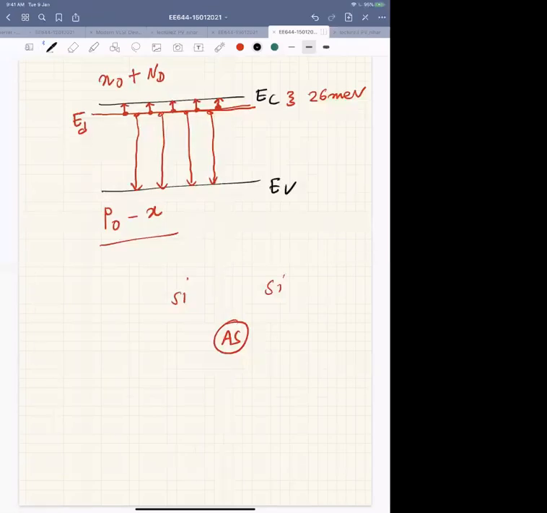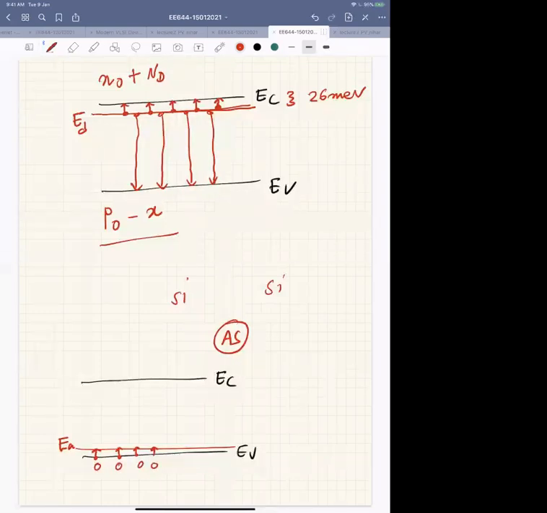Similarly, boron creates a defect state very close to the valence band. Since there is a defect state very close to the valence band, we call it an acceptor state, because now the electrons in the valence band can go to this defect state. Because it is very close to the valence band, they can go there. The moment these electrons go to these defect states, they leave behind holes.